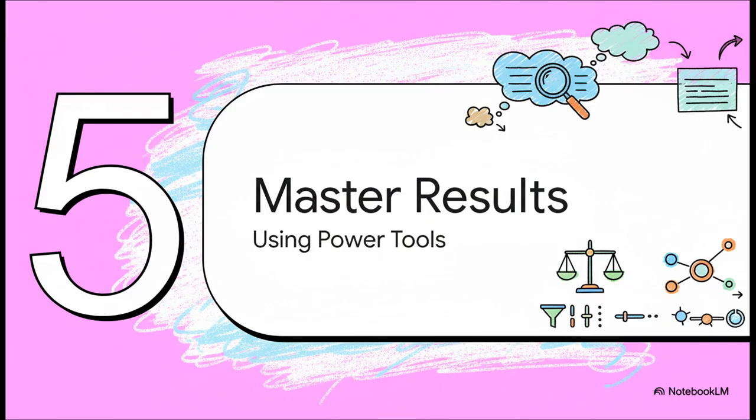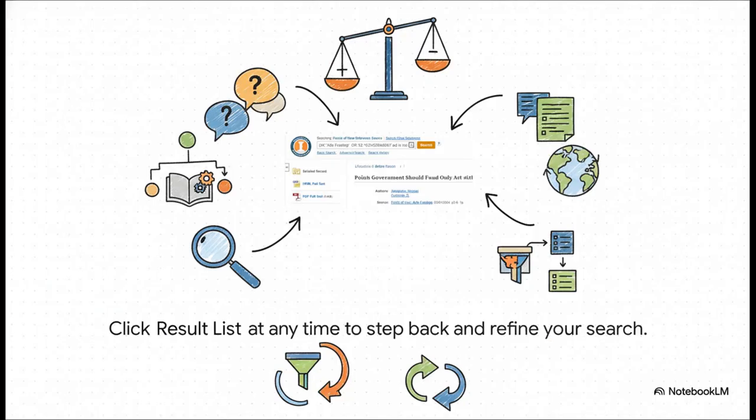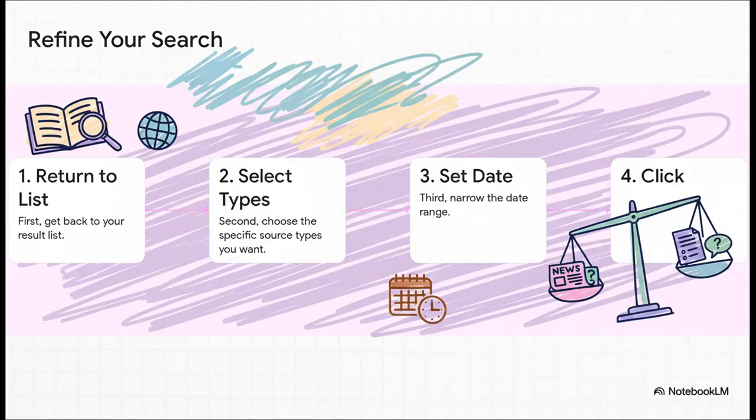So finding one great article is a win, for sure. But what about the dozens or maybe even hundreds of other results? Let's look at the power tools that let you really master that entire list. Here's a quick tip. From any article page, you can always get back to your full list of sources just by clicking Result List. This lets you easily step back and adjust your strategy without having to start all over from scratch. And refining your search is just so simple. Once you're back on that result list, you just choose the specific source types you want, you can narrow the date range, and just click Update. That's it. You've got a brand new, focused list.